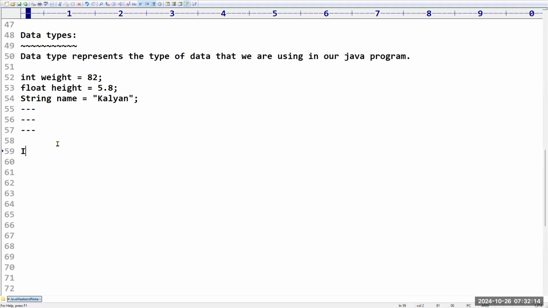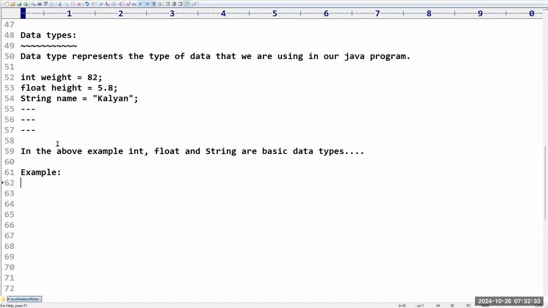Okay. So in the above example, int, float and string are basic data types. Like we have different types of data types. We will discuss. To better understand, I'm going to take one sample project, something like an employee management system. One small project. So in this project, what are the different types of data that we are going to take?